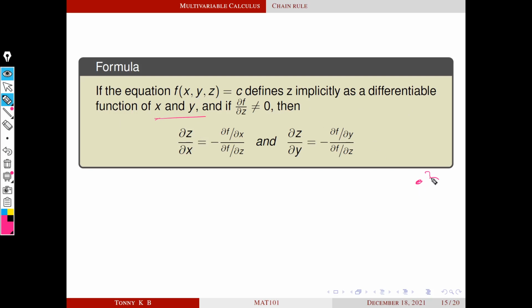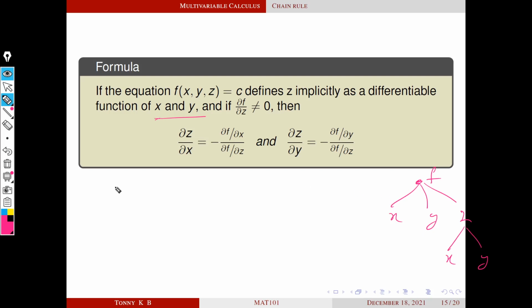That means x and y are independent, and z is dependent. So this is our f. f actually depends on three variables x, y, and z. Here x and y are independent, and z depends on x and y. So how do we differentiate this expression on both sides?